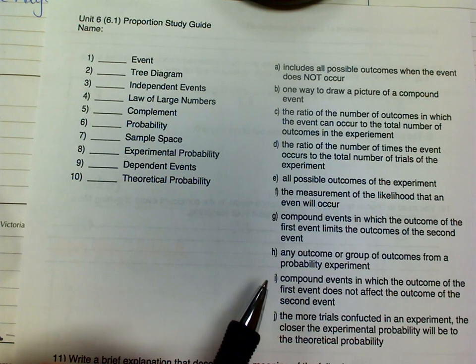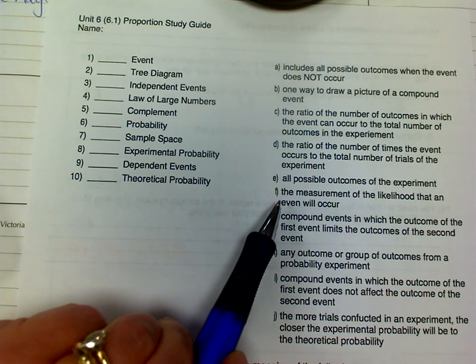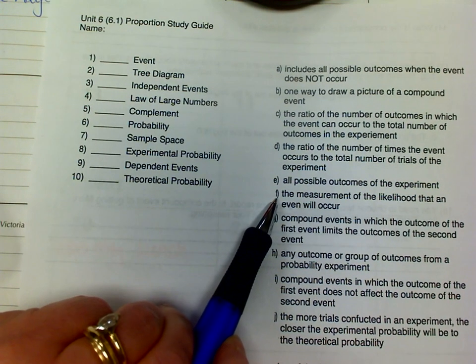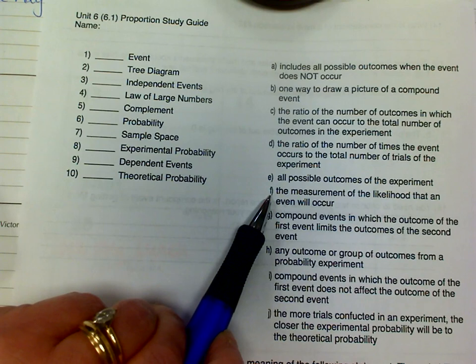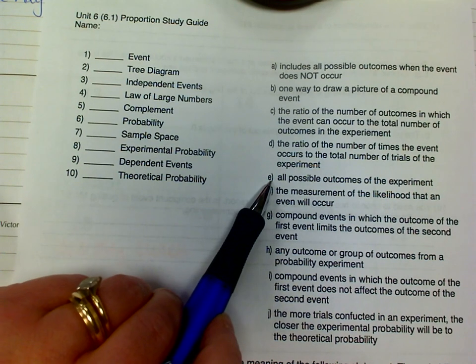Probability. The measurement of the likelihood that an event will occur. Love all these typos. So that's F. Sample space. E. All possible outcomes of the experiment.